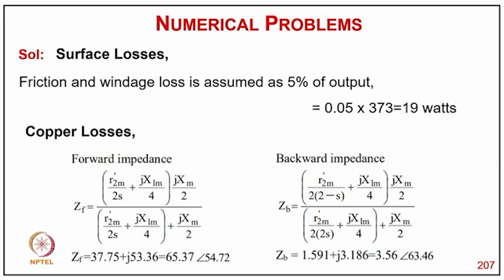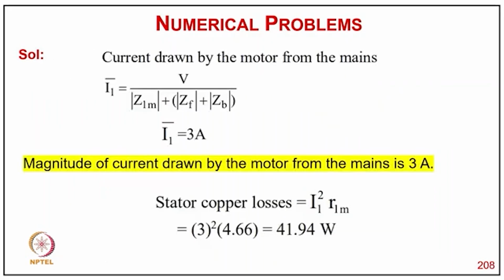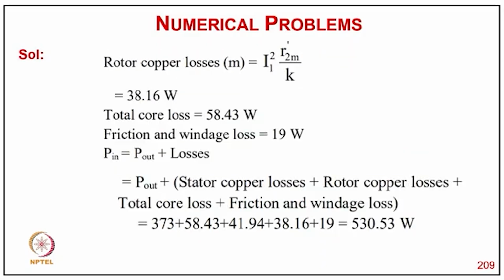Now for copper loss calculation, the forward impedance ZF comes to 65.3 at the angle of 54.72 degree ohm, and ZB from this calculation comes to 3.56 at the angle of 63.46 ohm. So from here we can calculate the current drawn by the motor from the mains, I1, which comes to 3 ampere, and the magnetizing current drawn by the motor is 3 ampere. So the stator copper loss, putting the value, comes to 41.94 watt. And now the rotor copper loss, considering I1 R2M, is 38.16, the total core loss is 58.43, and the friction loss is 19 watt. Now the input power, putting output and all these losses, comes to 530.53 watt.